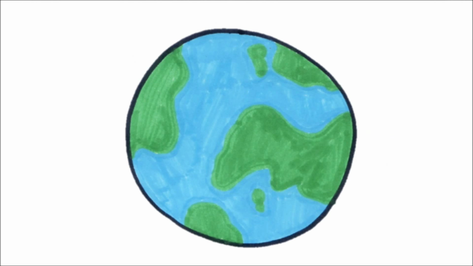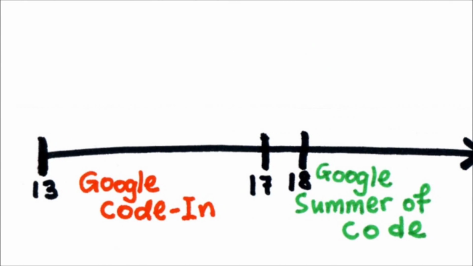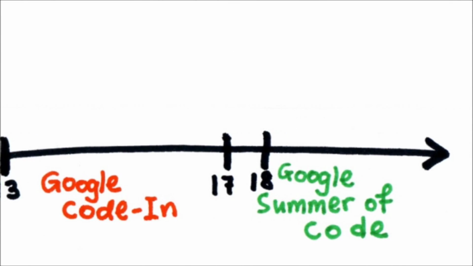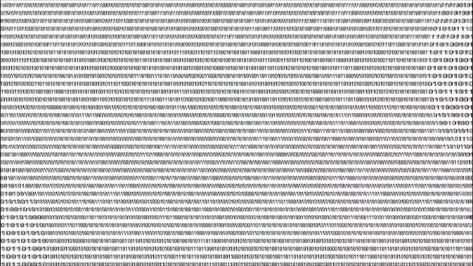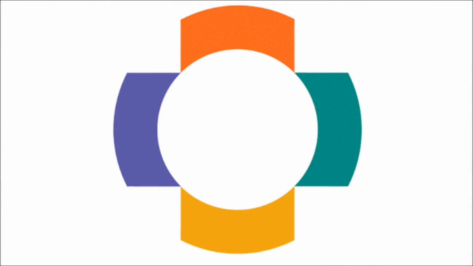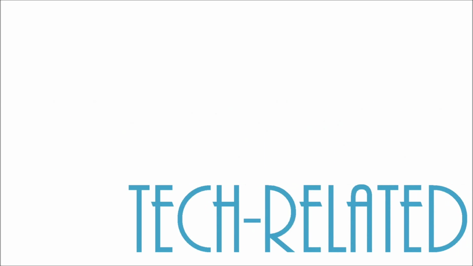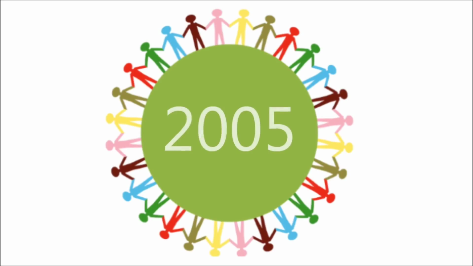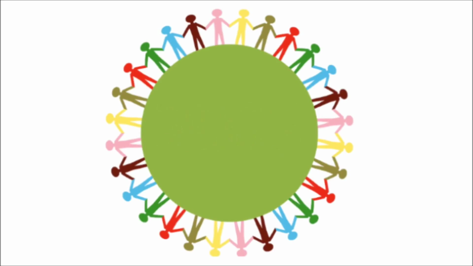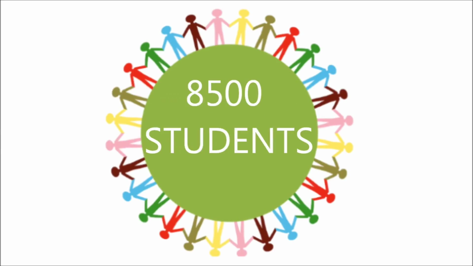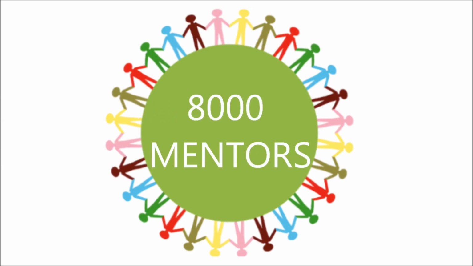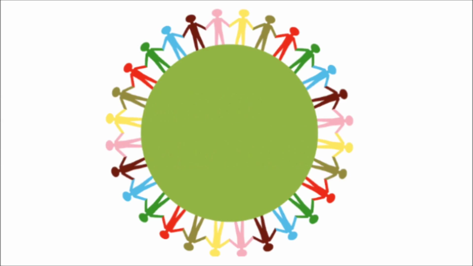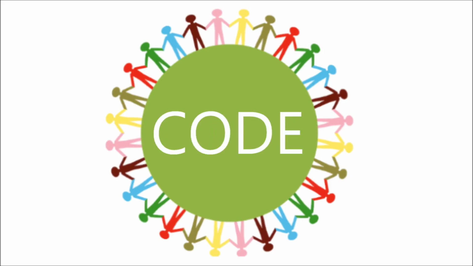Google Summer of Code is a global program that offers student developers aged 18 and older stipends to write code for various open source software projects such as OpenMRS. You get to work with open source, free software, and technology-related groups projects over 3 months. Since its inception in 2005, the program has brought together over 8,500 students and over 8,000 mentors worldwide to produce over 55 million lines of code.